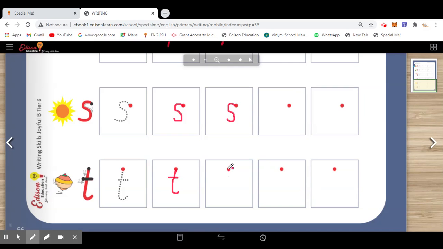One more time, you have to make letter T. Teeter top. This is letter T and T is a phonic sound of letter T. Teeter top.